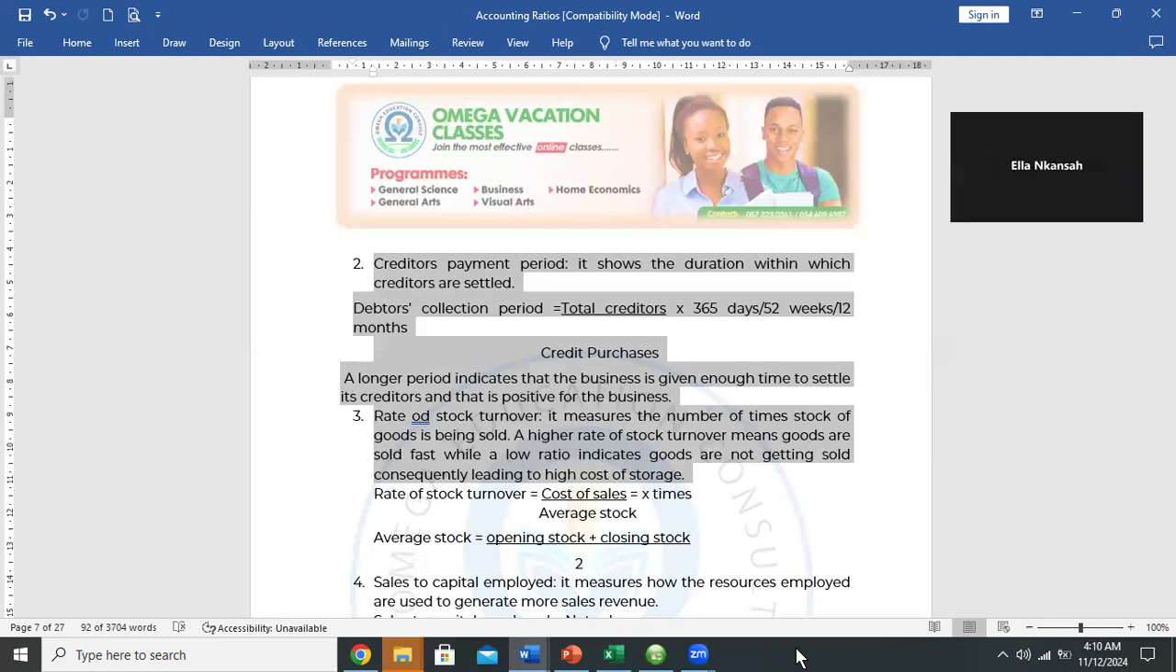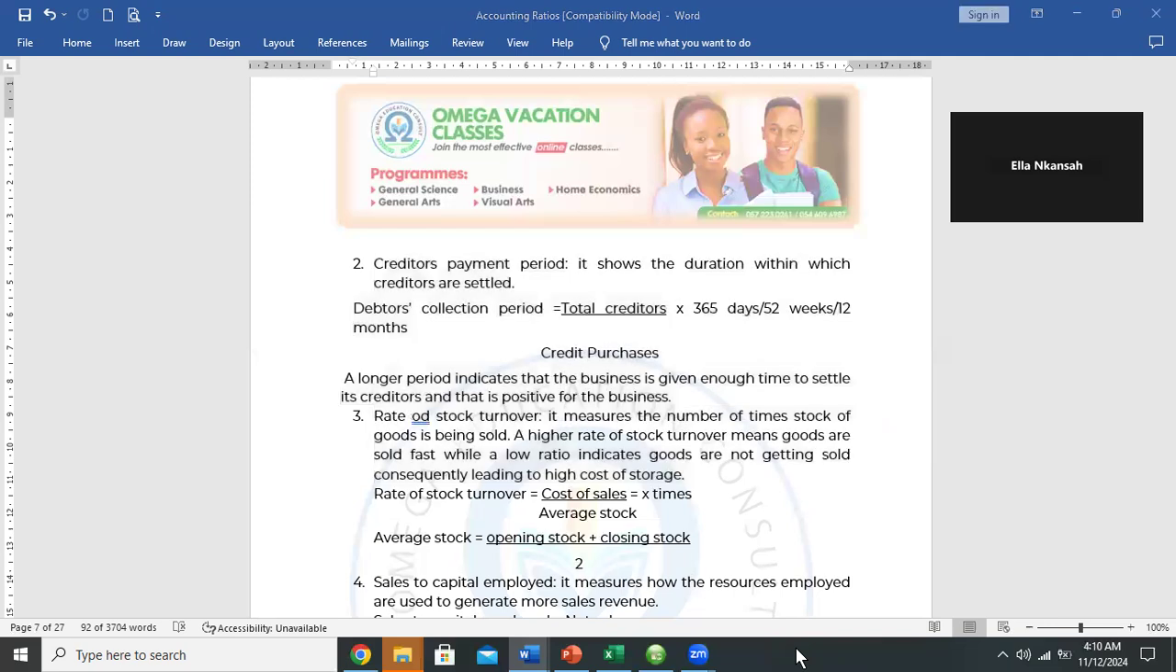Creditors' payment period. It shows the duration in which creditors are settled. Creditors' payment period is equal to total creditors times 365 days / 52 weeks / 12 months, over credit purchases. A longer period indicates that the business is given enough time to settle its creditors and that it is positive for the business. Should I continue? Okay, I think you pause there so that we get the point well noted.